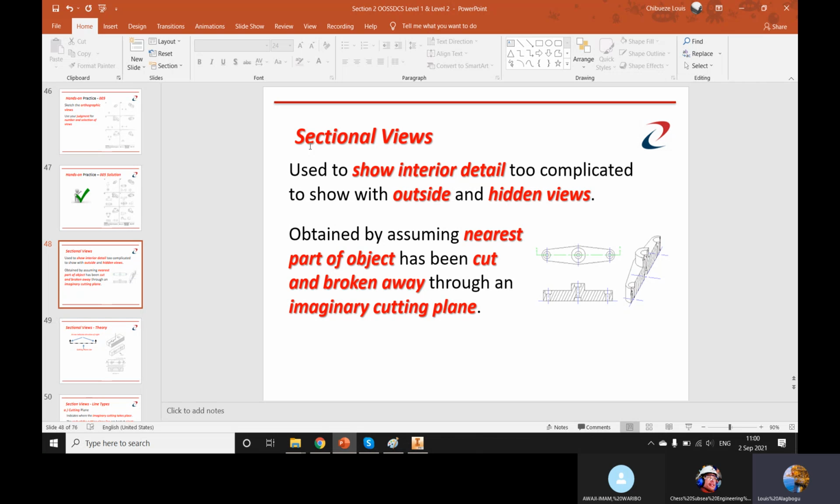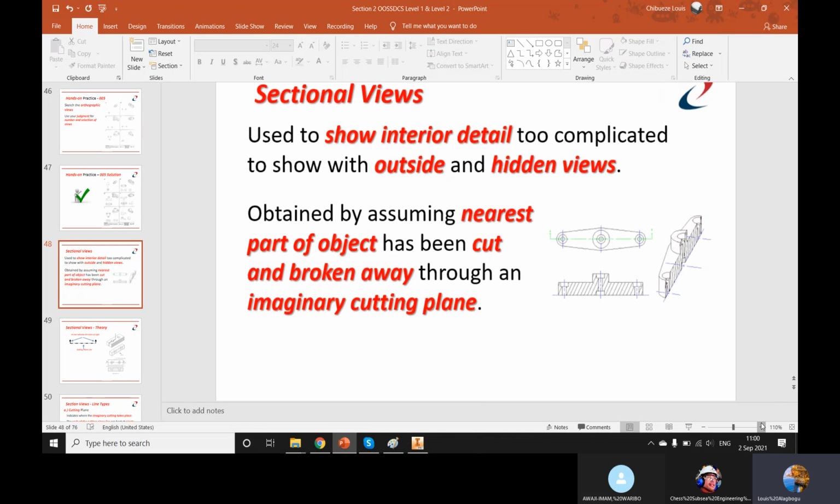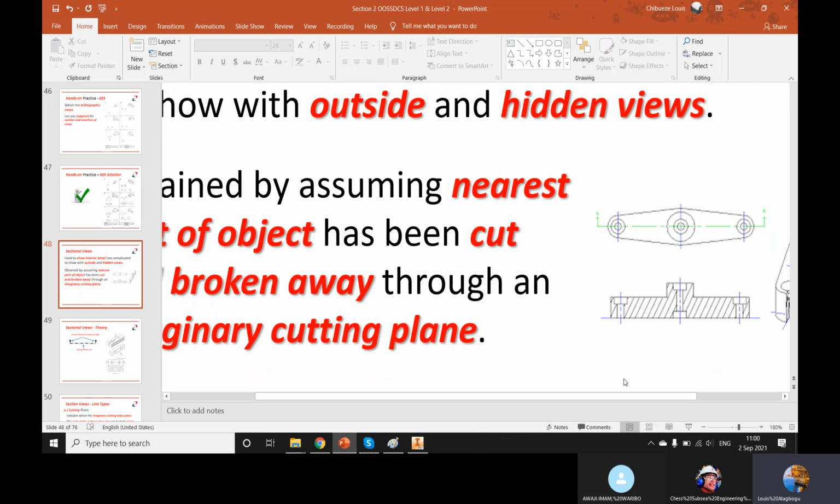So sectional views are used to show the interior details that are too complicated to show with outside and hidden views. Take this for example now.